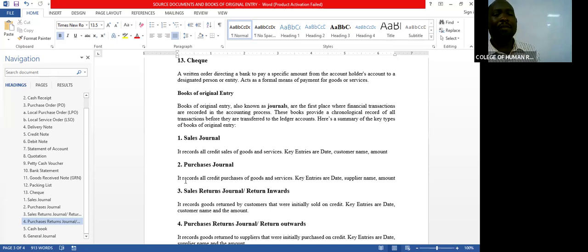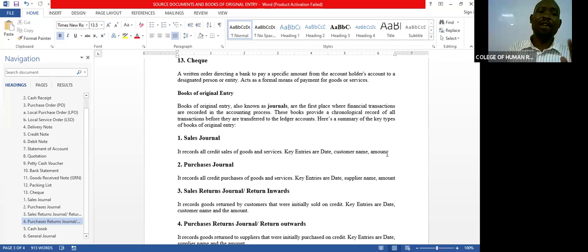Once those items have been sold on credit, then the original point where that transaction should be recorded should be the sales journal. So it will capture the date when the credit sale was made, the customer to whom the goods were sold on credit, and the amount or the value of the goods sold on credit. So kindly note, it is going to satisfy 2 conditions: the goods and also credit sale.